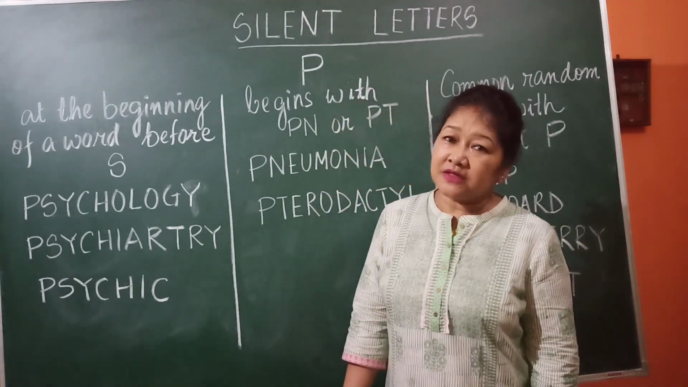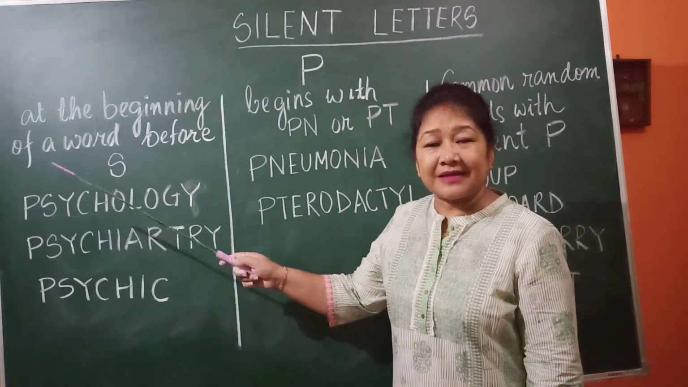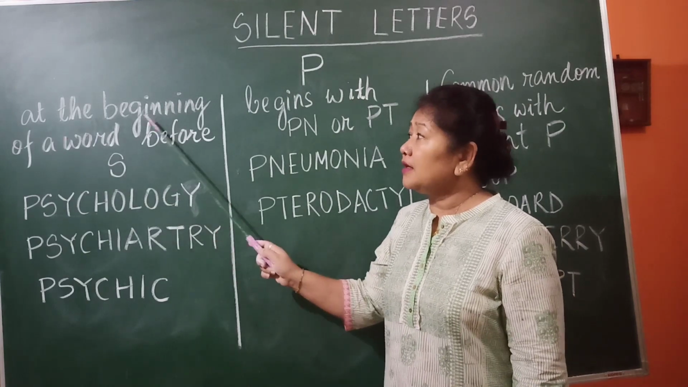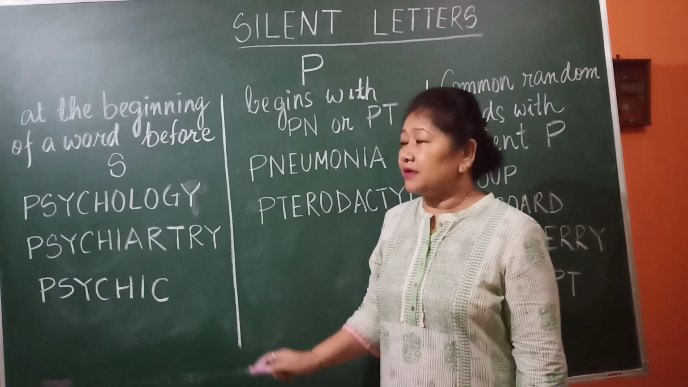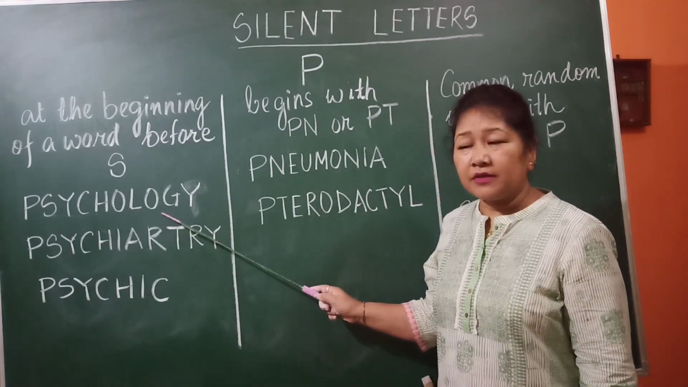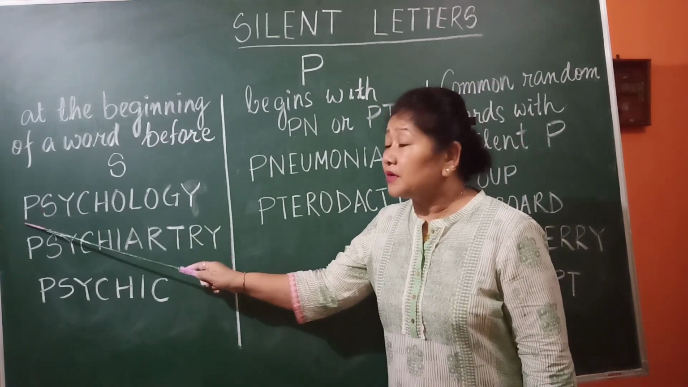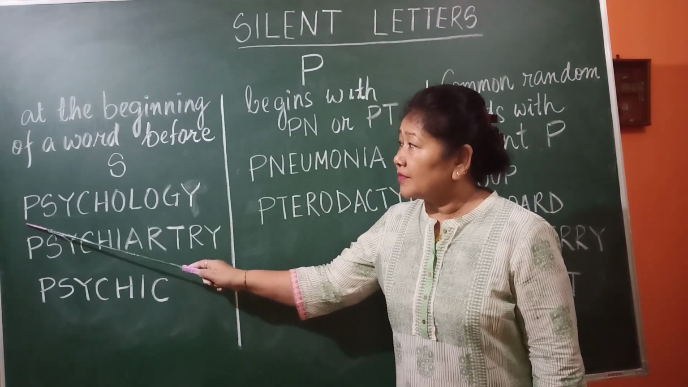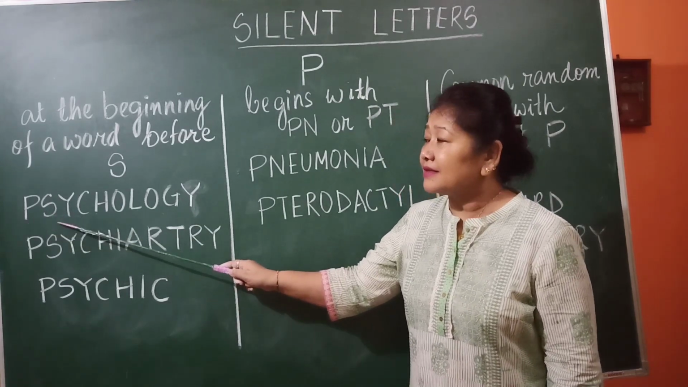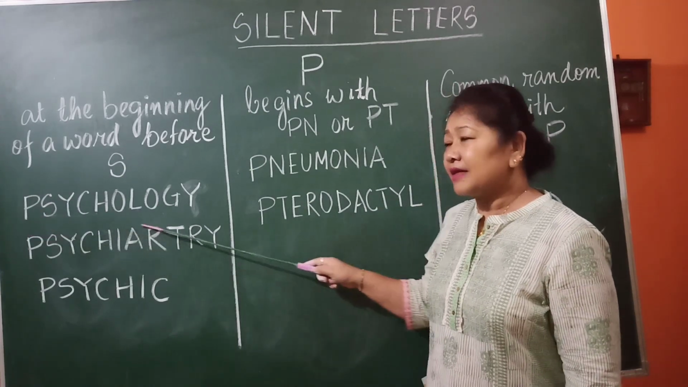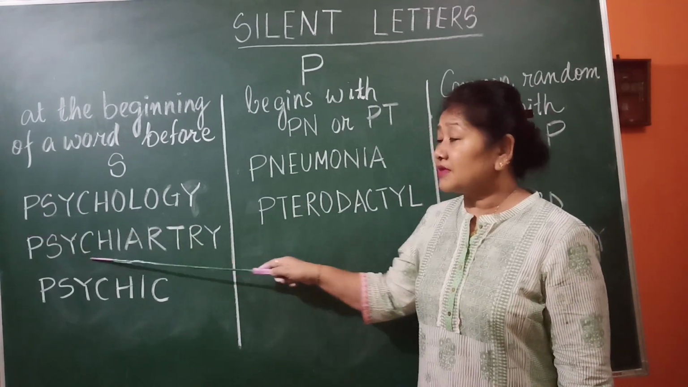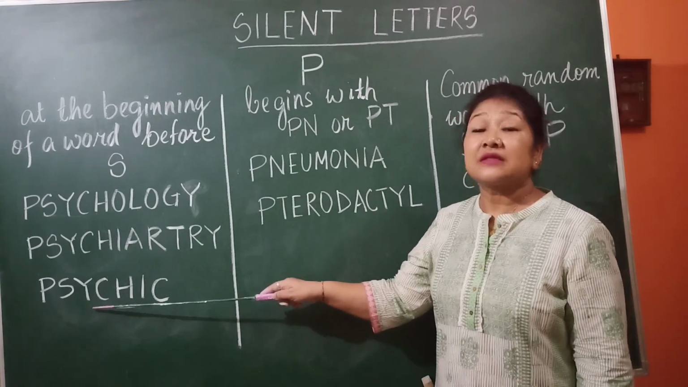Now the silent P. When is P silent? P is silent at the beginning of a word before S. For example, psychology. Here the P is silent and S is after P. Psychology, psychiatry, psychic.